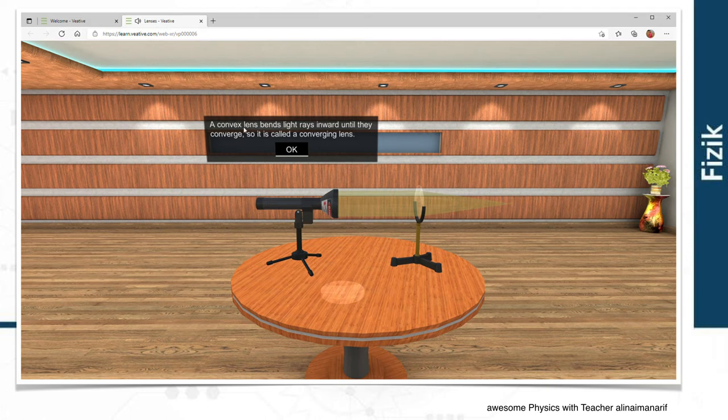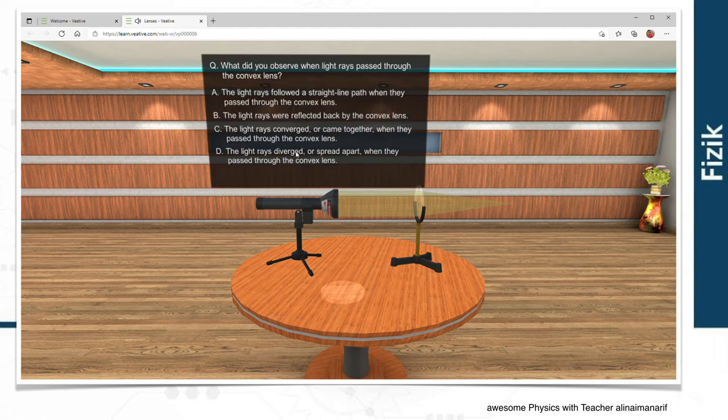A convex lens bends light rays inward until they converge, so they converge here at the focus point. It's called a converging lens. We try to answer a simple question. What did you observe when light rays pass through the convex lens? Because it's converging, the answer is the light rays converge, or come together, when they pass through the convex lens. The answer is C.